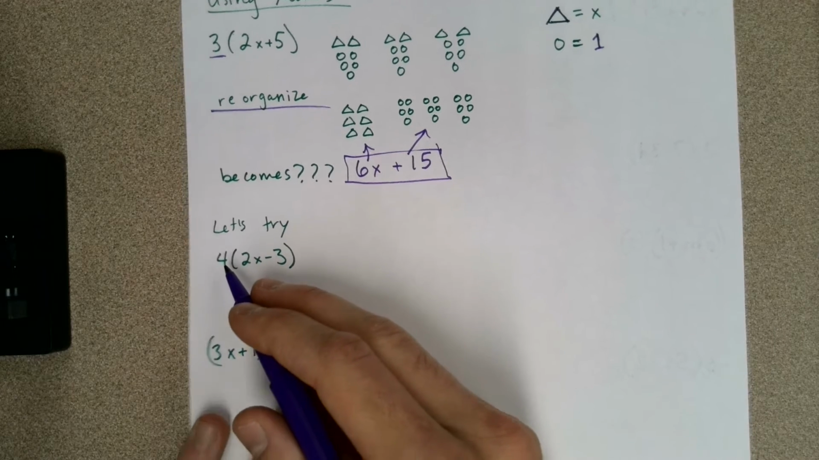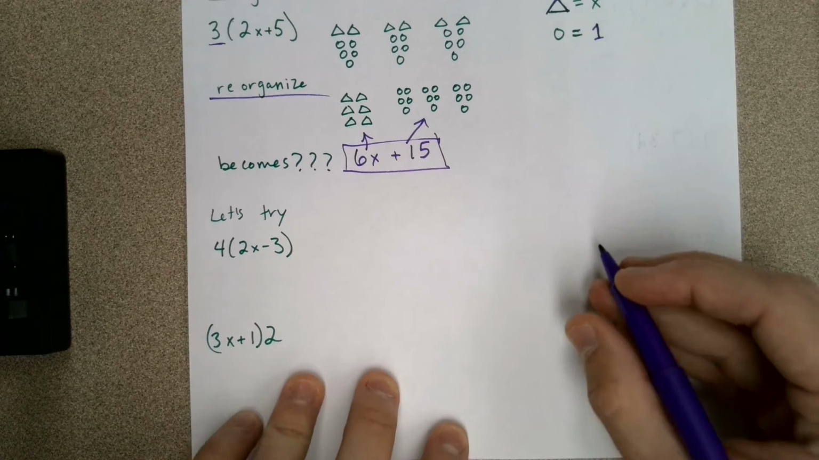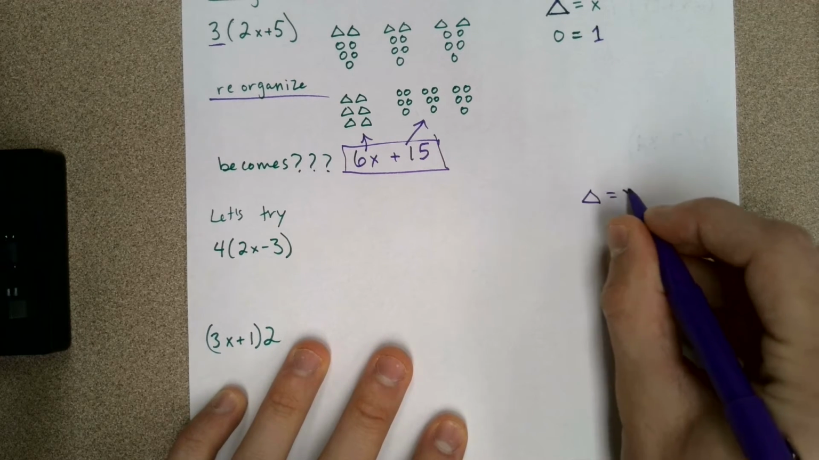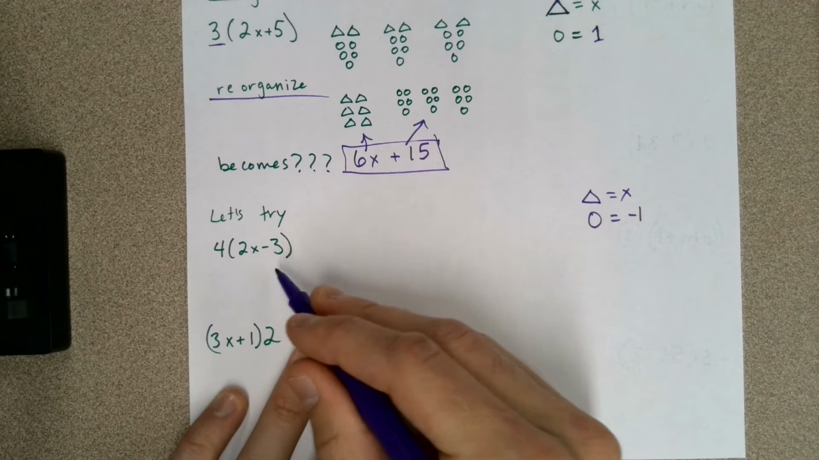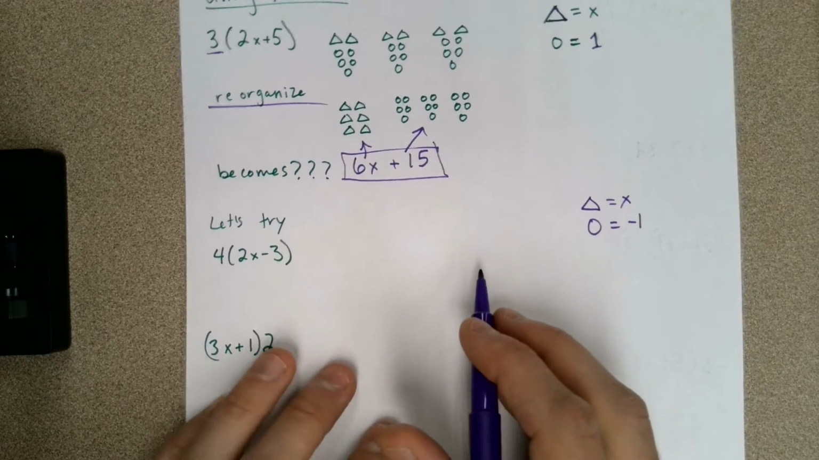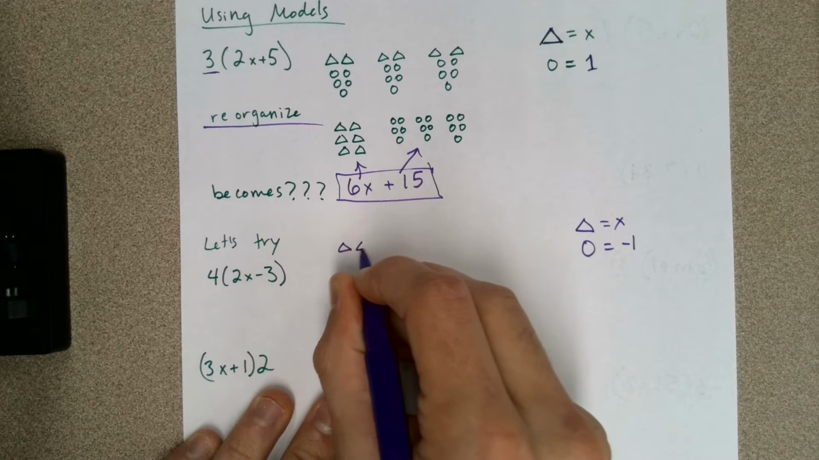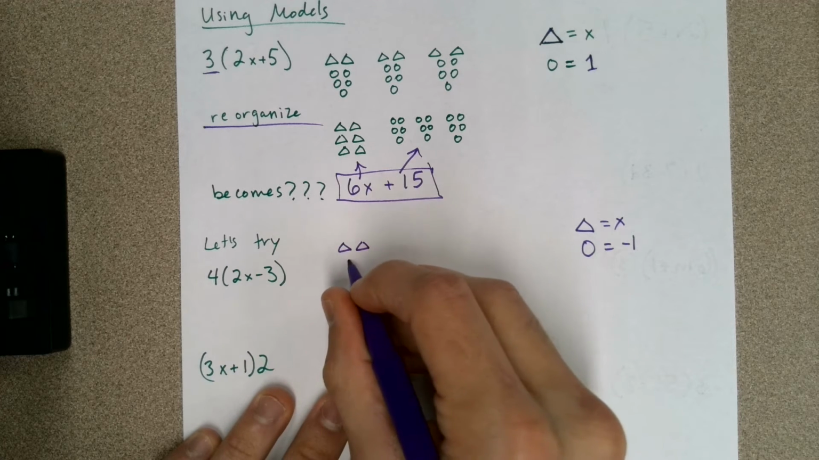I have 4 times 2x minus 3. Last time I had plus 3, this time I have minus 3. So what I'm going to do is make my diagram again. I'm going to have triangles equal x. Circles this time are going to equal minus 1 because I know I am subtracting. So they're going to be minus instead of positive like they were before. So I'm going to start drawing my diagram. I know each one has 2 x's because I have 2x and minus 3, so 3 circles.